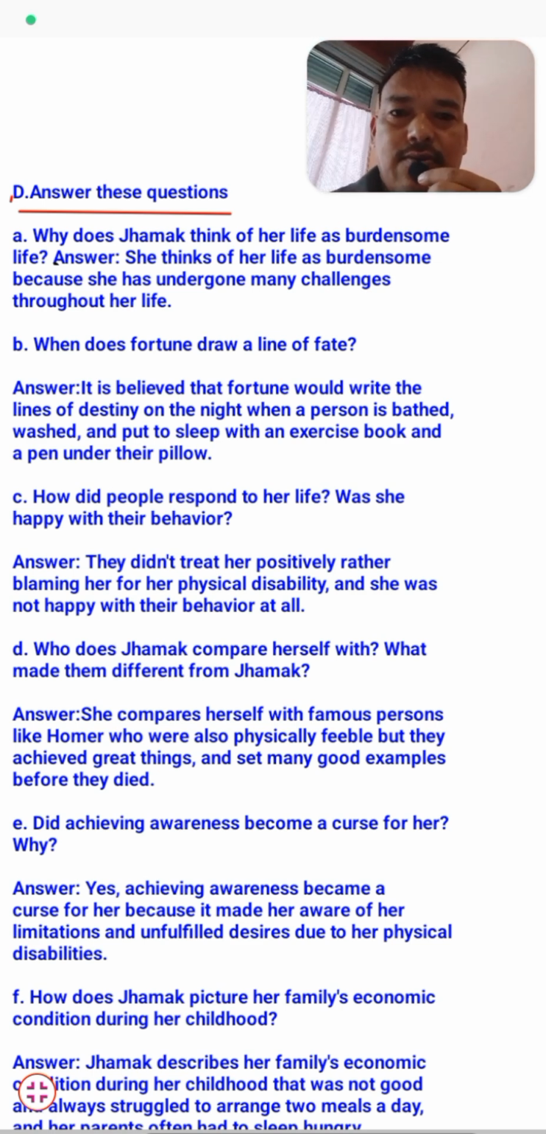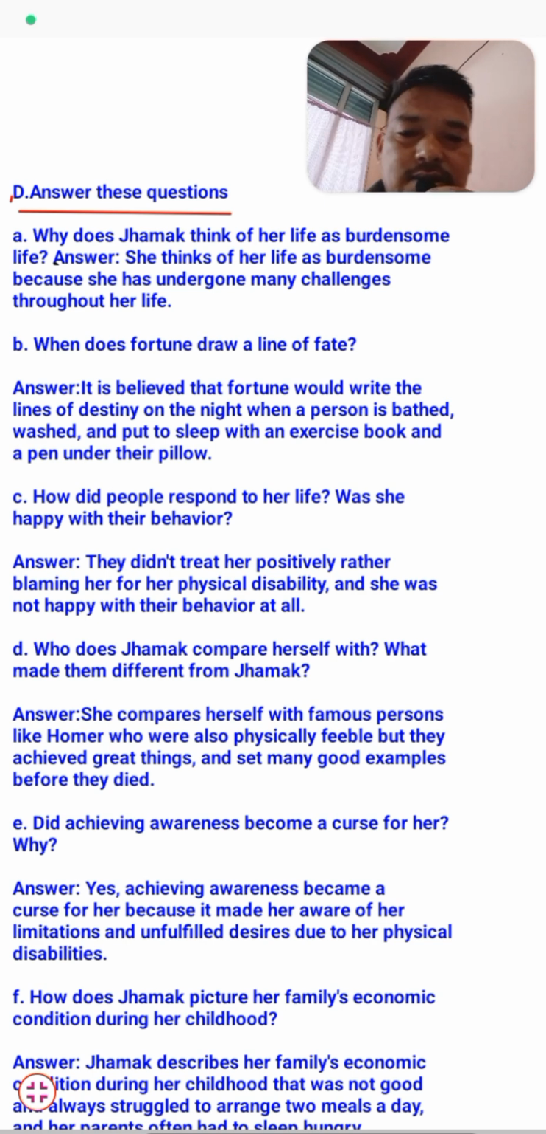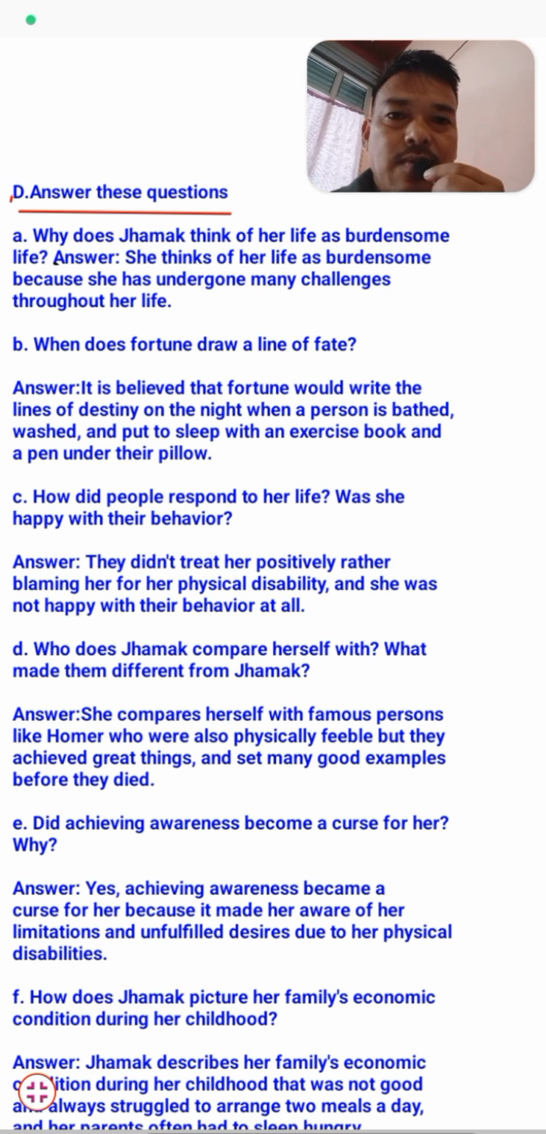Last question is here. How does Jamak picture her family's economic condition during her childhood? How was the economic, financial condition of her family? Answer is, Jamak describes her family's economic condition during childhood as not good, and they always struggled to arrange two-time meals a day. Her parents often had to sleep hungry because they were not able to manage two-time meals in a day. Students, it's all about your question and answer exercise number D.